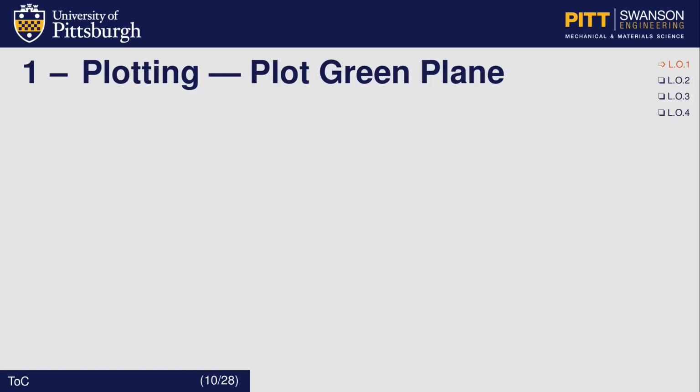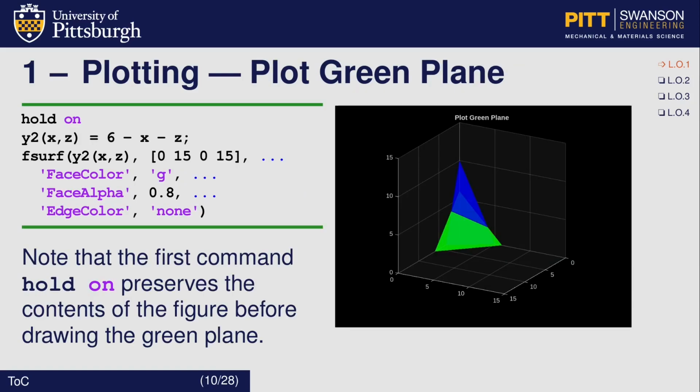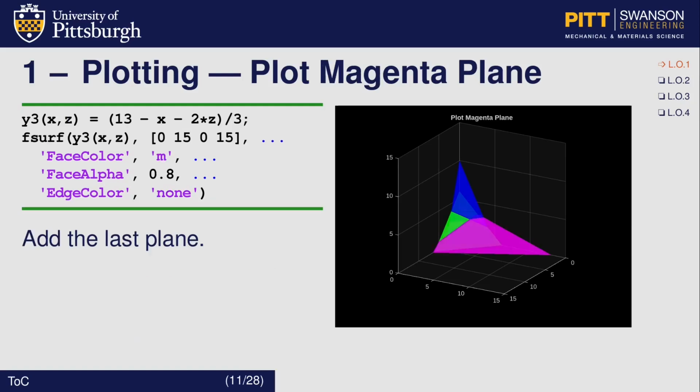Now we can add more planes to the figure. We start by adding the green plane. Note that the command hold on at the top is used to preserve the contents of the figure before adding the green function. Otherwise, it would overwrite the figure. Finally, we add the magenta plane.